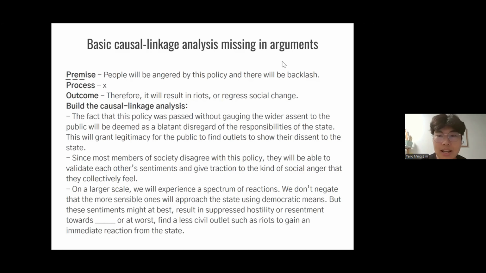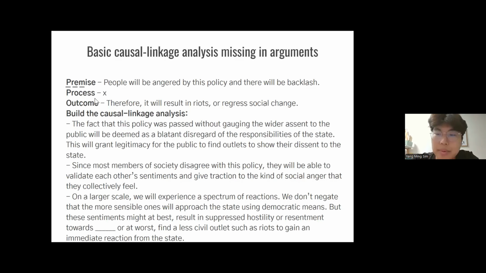So again, let's just look at something like this. The premise is that people will be angered by this policy and there'll be backlash. This is probably an argument about backlash against government policy. Again, the outcome is that therefore it will result in riots, regress social change, society is probably going to get more unstable. That's a fair outcome. If we can prove that people are angered by policy and backlash, we can show that riots will exist. Point is, we need to show why these riots will happen. So here's how we build it.